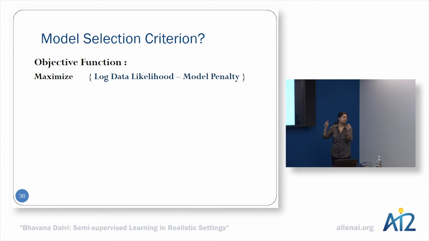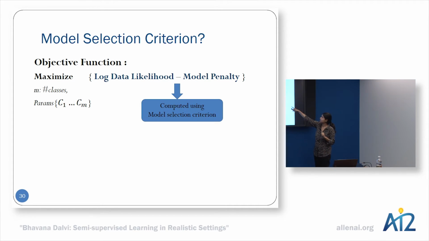The next question was, as you said, model selection. How do we make sure that we are not creating too many classes? For that, our objective function is penalized log data likelihood, which is computing log likelihood minus the model penalty. So if we create many classes, it's penalized. And this is done to optimize the number of classes as well as the parameters for those classes.